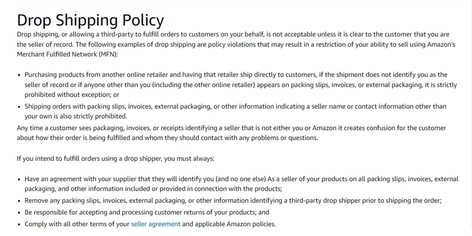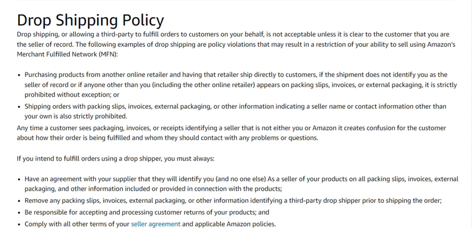Amazon's merchant fulfill network. Purchasing products from another online retailer and having that retailer ship directly to customers if the shipment does not identify you as the seller of record, or if anyone other than you, including the other online retailer, appears on packing slips, invoices, or external packaging, it is strictly prohibited without exception. Or shipping orders with packing slips, invoices, external packaging, or other information indicating a seller name or contact information other than your own is also strictly prohibited.